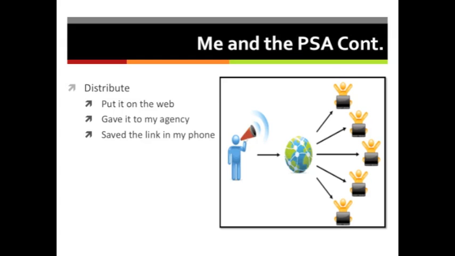The last step in the PSA is to distribute. In order to get the word out there about my website, I made it a public site so that anyone could see it. I sent the link to my dance agency so they would be able to send it to potential casting directors or choreographers. And finally, I saved the link in my phone so I would always have it at my disposal so I could also have it to show to potential employers at any time.